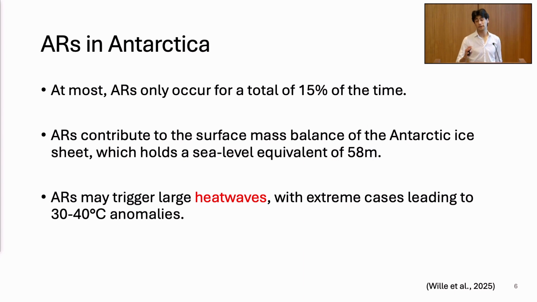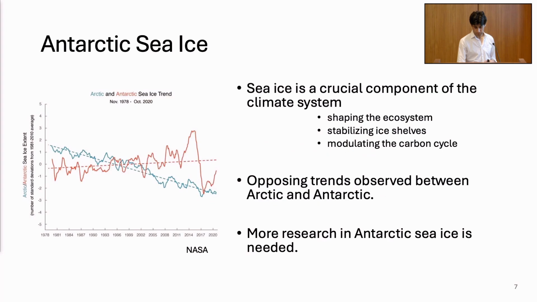Okay, so in Antarctica, they only occur for about 15% of the time, so they're quite rare. However, they really contribute to a lot of the surface mass balance melting, which Trevor touched on, and which holds about 58 meters of sea level equivalent, which Isha touched on. Not only that, ARs can trigger very extreme heat waves, and in some cases, such as the March 2022 AR event, left the East Antarctic Peninsula with temperature anomalies of 30 to 40 degrees over a land region that is roughly equivalent to the Colorado Desert.